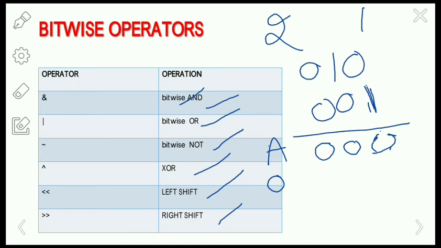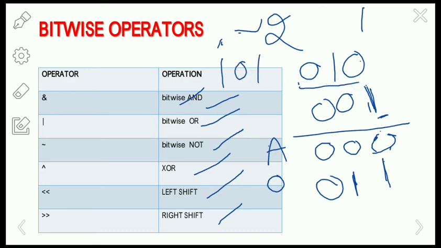And for the OR operation, it gives 1 if at least one of the bits is 1. So here in 0 1, one bit is 1, so the answer will be 1. And here also one bit is 1, so we get the answer as 1. Here both the bits are 0, so the answer will be 0 for the OR operation. And the NOT operation is applied only to a single binary value. If you take the negation of 2, then the answer will be 1 0 1, so it simply reverses the binary bit values.